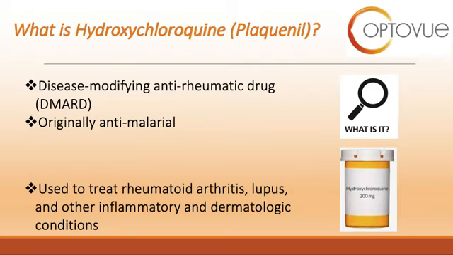Plaquenil is a disease-modifying antirheumatic drug, or DMARD. It was specifically formulated as an antimalarial and now has many usages. Some of these more common usages include the treatment of rheumatoid arthritis, lupus, and other inflammatory and dermatologic conditions.